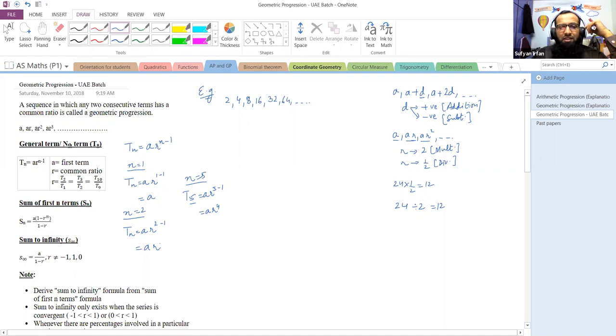Second term, the power is 1. Third term, the power is 2. So the power is 1 less than the required term. We can assess this because the formula is AR power N minus 1.